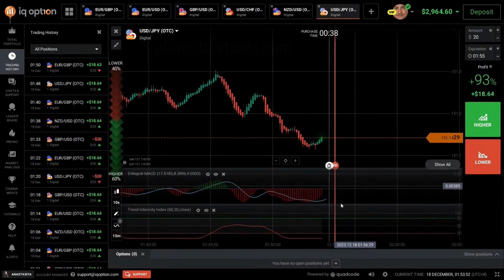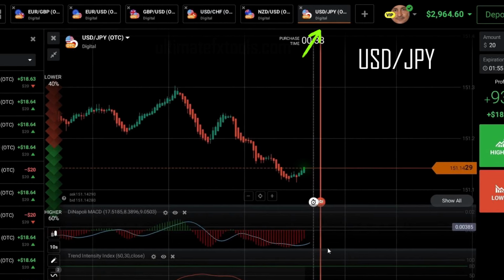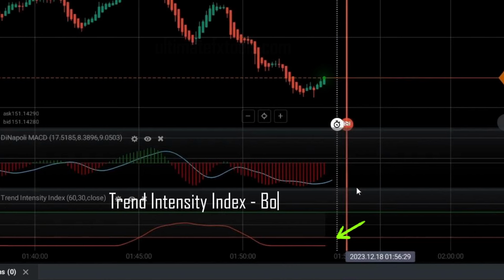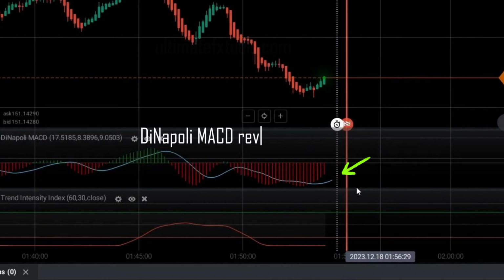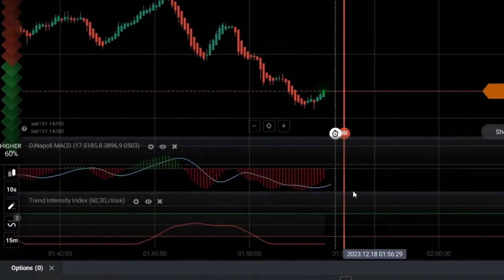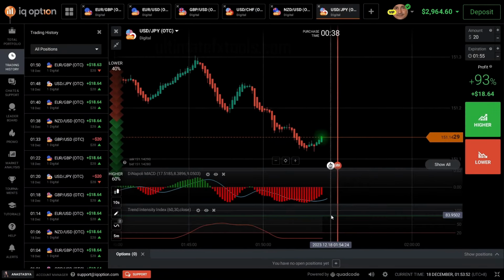We have good confirmation here. US dollar to Japanese yen, a good momentum going up. Our trend intensity may be at the bottom of our support level. Our DiNapoli MACD is in a reversal state, aiming for higher, and our candle bar is also creating a hammer candle. It's the best spot to trade.